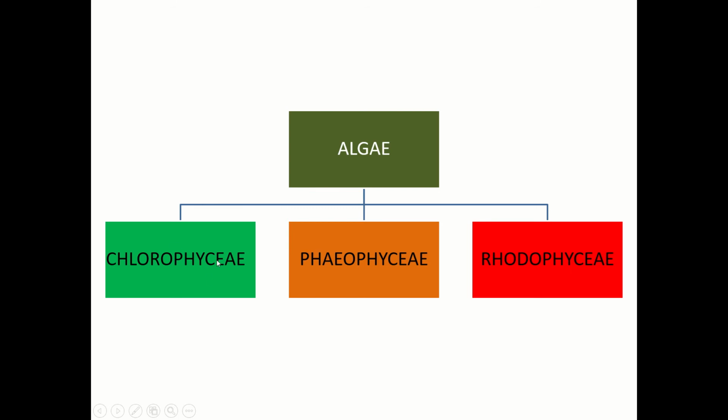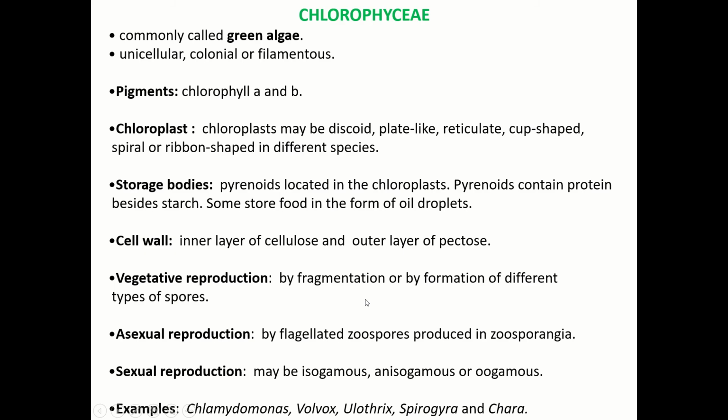Chlorophyceae is also called the green algae, Phaeophyceae is called the brown algae and Rhodophyceae is called the red algae, because these pigments are dominant in those algae. Now the first group is the Chlorophyceae, commonly called green algae. They are unicellular, they may be colonial or filamentous. Pigments present in green algae are chlorophyll a and b. So the dominant pigment is a and b, that's why it gives green color to the habit.